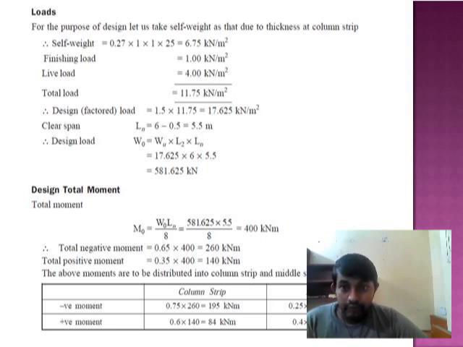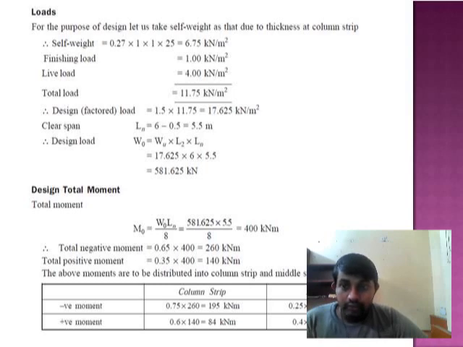Now we're going to calculate the clear span. Clear span is already given in the code book: 6 minus 0.5, the distance of the clear span support. So 6 minus 0.5 is equal to 5.5 meters. Therefore design load W0 equal to WU into L2 into Ln. So 17.625 into 6 into 5.5 is nothing but 581.625 kilonewton.